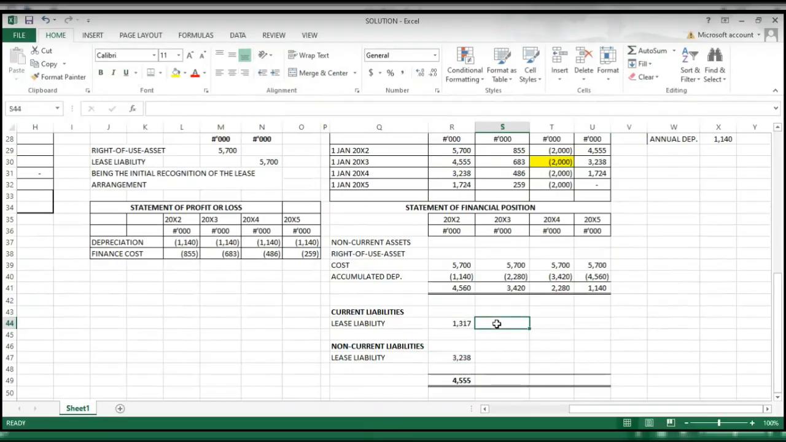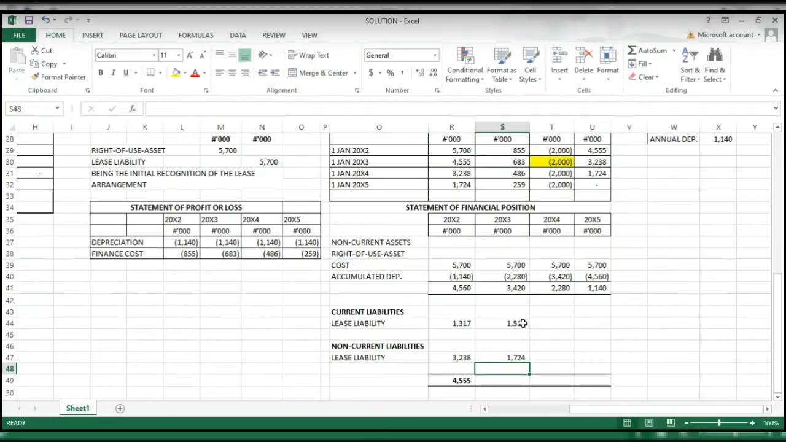For year 2, we are going to have the same experience. The amount payable in year 3, less any interest on that amount, is the current liability for year 2. This part is very, very important for you to know how to compute it. And the non-current element in year 2 will be the closing balance for year 3.